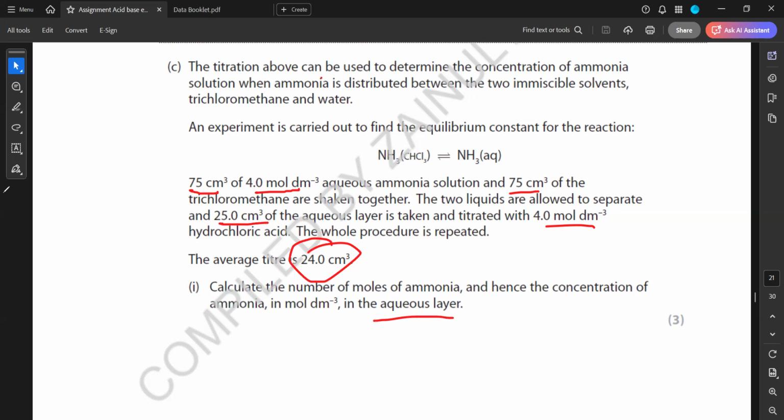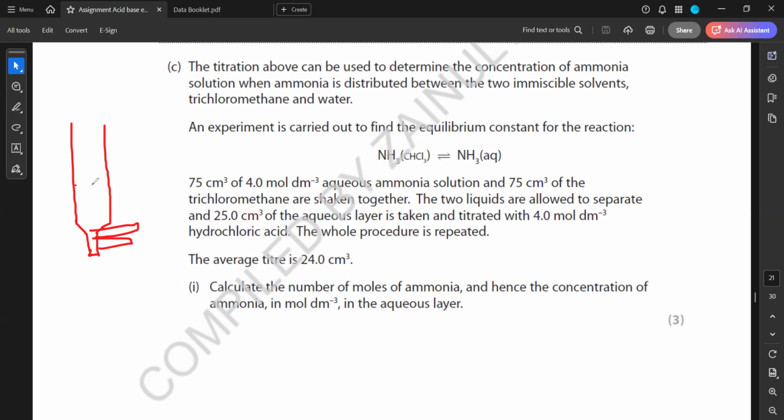So what we did: ammonia can dissolve in both aqueous and organic solvent. So we have water and we have trichloromethane. Trichloromethane is CHCl3. That's also a solvent, a liquid. Ammonia can be present in trichloromethane. Ammonia can also be present in water, both of them. So what we did, first we took 75 cm cube of 4 mol per dm cube aqueous ammonia solution. Originally all the ammonia was dissolved. So we have the concentration.